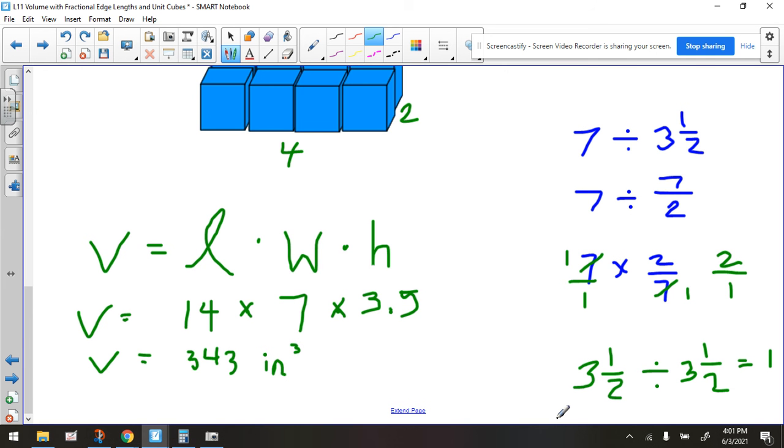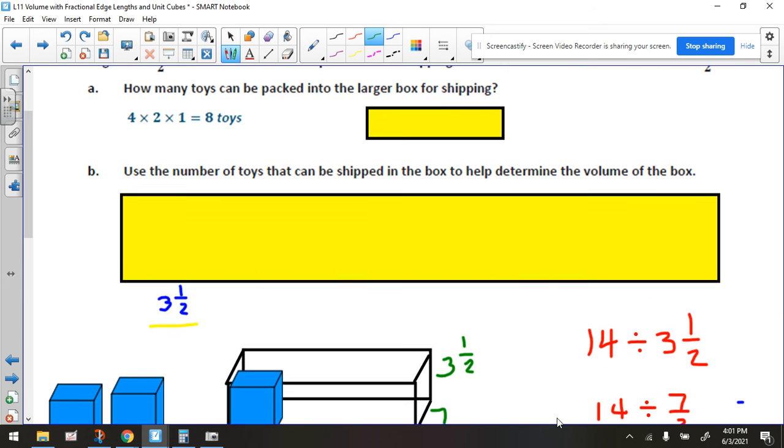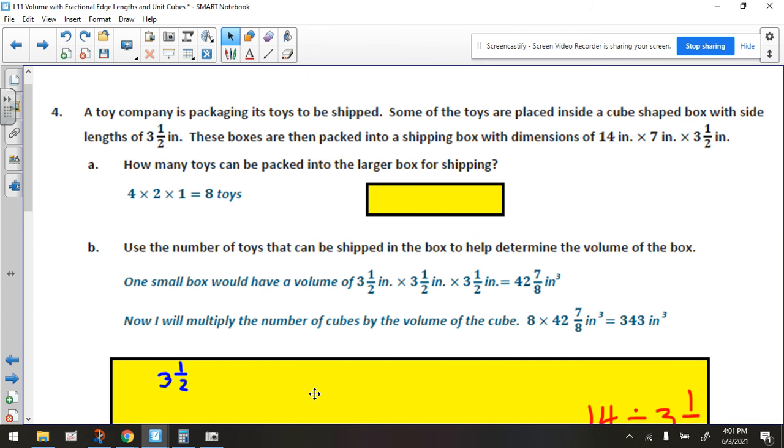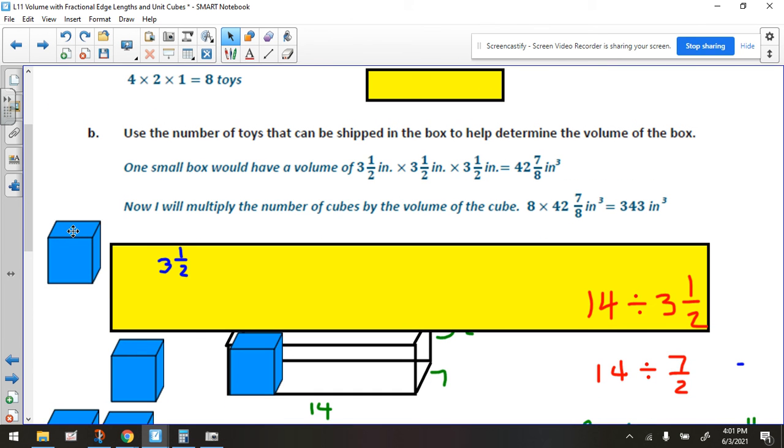Now, is there another way to do this? Yes. What's the other way we could do it? Because they did want us to use this number to help us figure out the volume. So what's that method? Well, that method is the idea that if we first find the volume of the small box, in other words, if we knew that this is 3.5 by 3.5 by 3.5, and we knew that the volume of that was 42 7/8 cubic inches, then we could take that number and multiply it by 8 to get the same number we just got. So either method will work, but the answer to part B is 343 cubic inches.